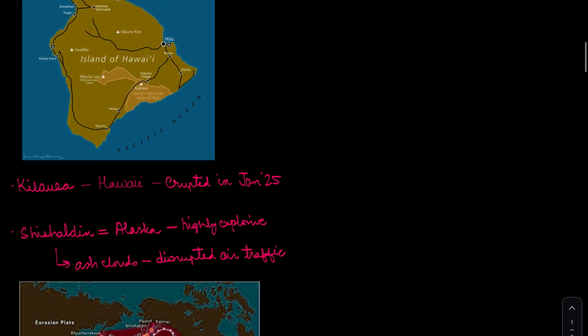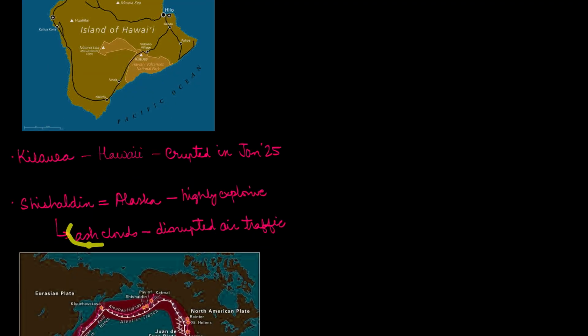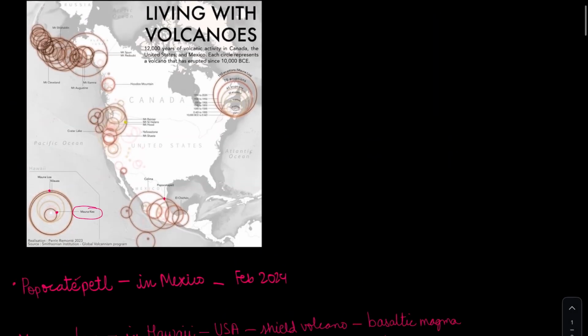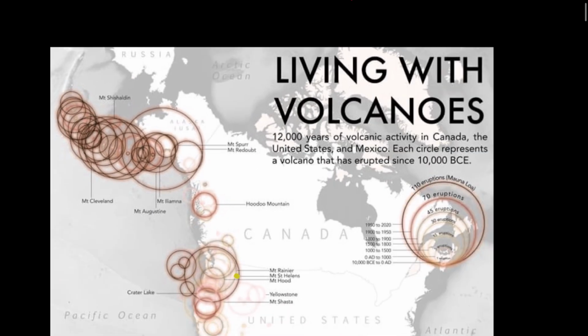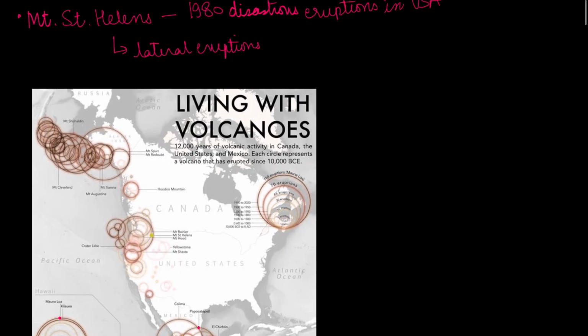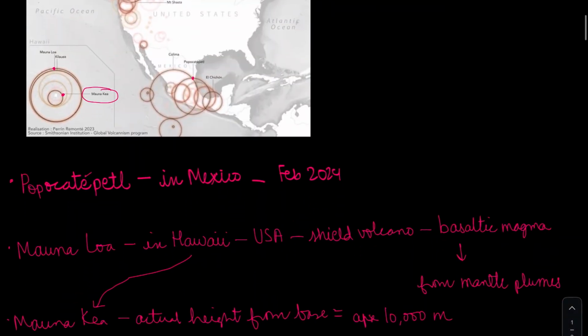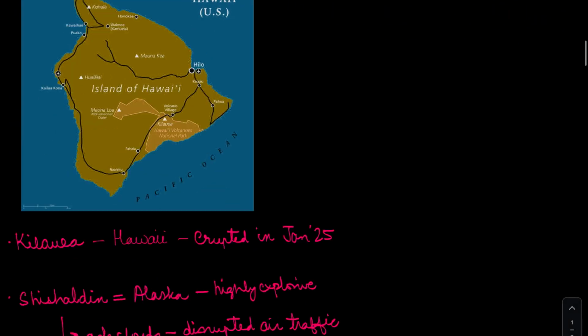Then there's one more volcano, which is Shishaldin in Alaska. It is a highly explosive volcano, and there are ash clouds over there. Because of these ash clouds, air traffic was disrupted recently. I hope it is visible. Over here you could see Mount Shishaldin in Alaska. These volcanoes have been in the news mostly, and some of them have references in past year questions. That's why I have included them here.